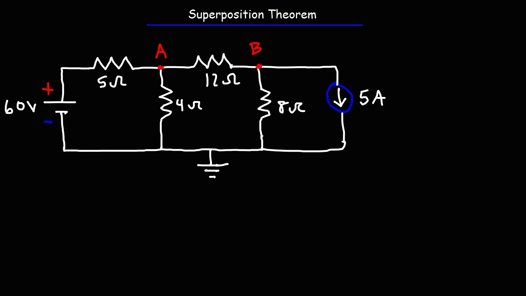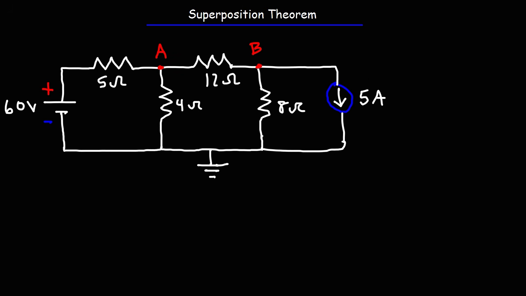Now, the basic idea behind the superposition theorem is that you want to calculate the voltages and the currents in each circuit by taking into account just one power source alone. So while using the 60-volt power source, you would remove the 5 amp current. And then when analyzing the circuit with the 5 amp current, you would remove the 60-volt power source. And then you would combine these two circuits and take the algebraic sum of either the voltages or the currents, and that will give you the answer. So let me show you that through an example problem.